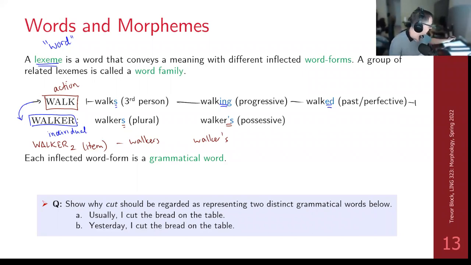And these lexemes together form what's called a word family. So walk, walker, walker two, the item, these are all related to each other. We could even think of a compound, like crosswalk. That could be a new lexeme that's formed from walk, and that has different forms, like the plural, crosswalks, or even the possessive. If you could say like, oh, the crosswalk's warning light is disabled or something like that.